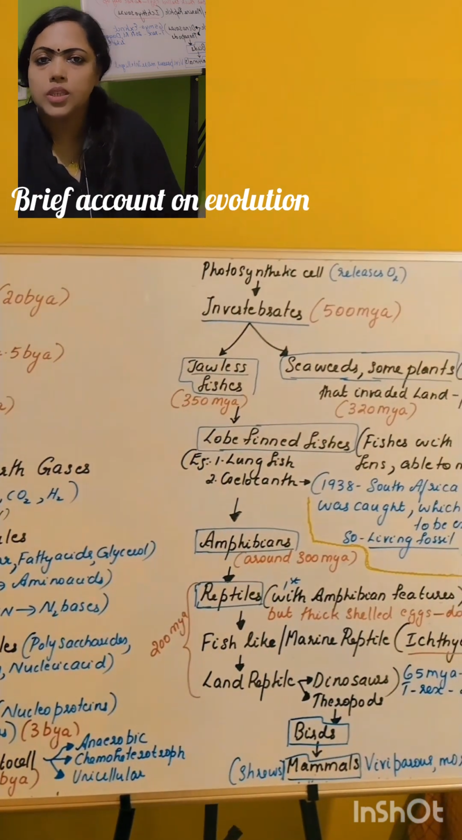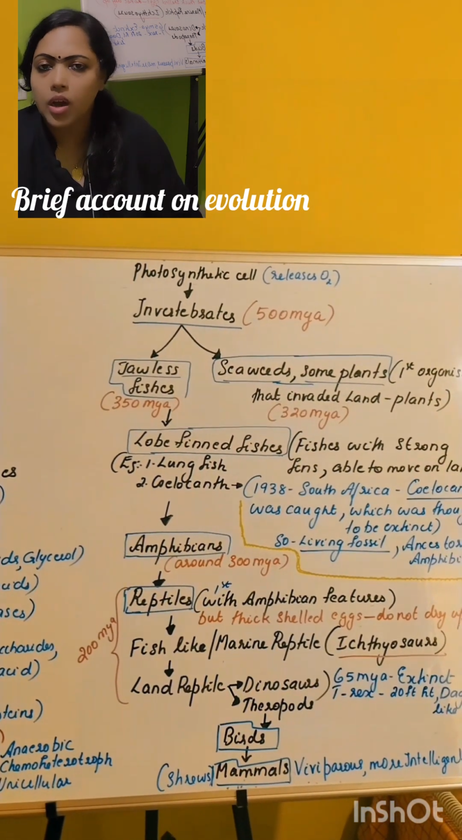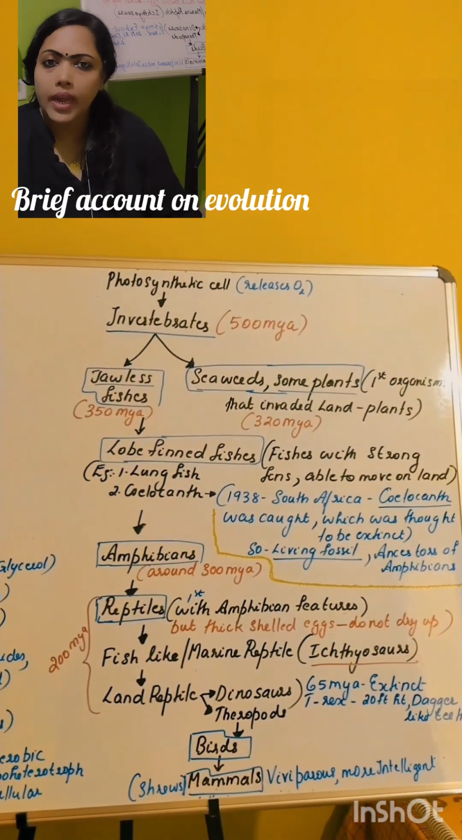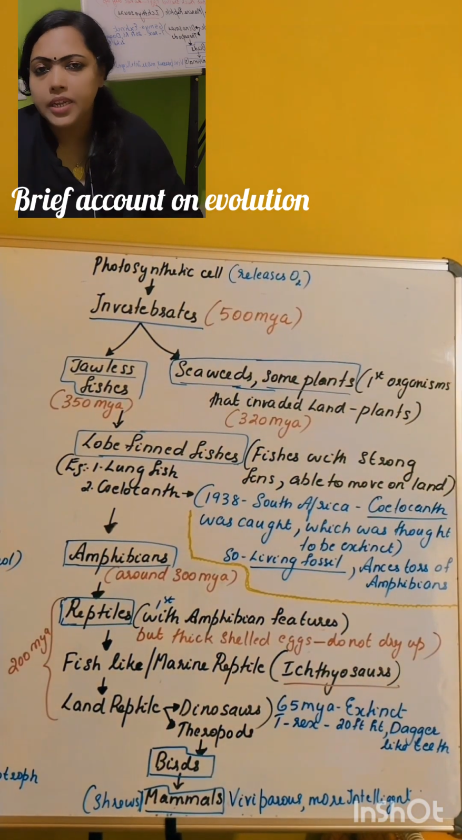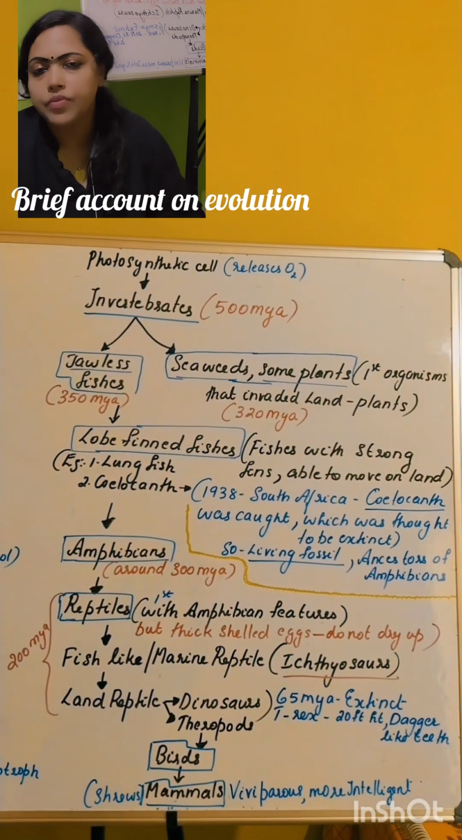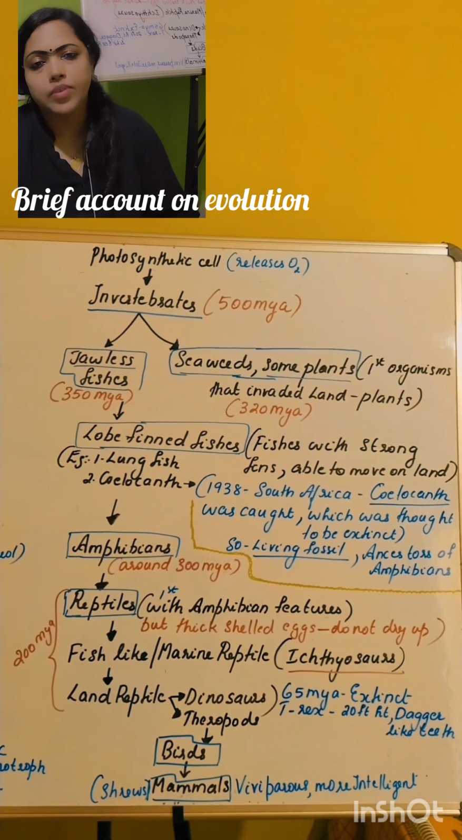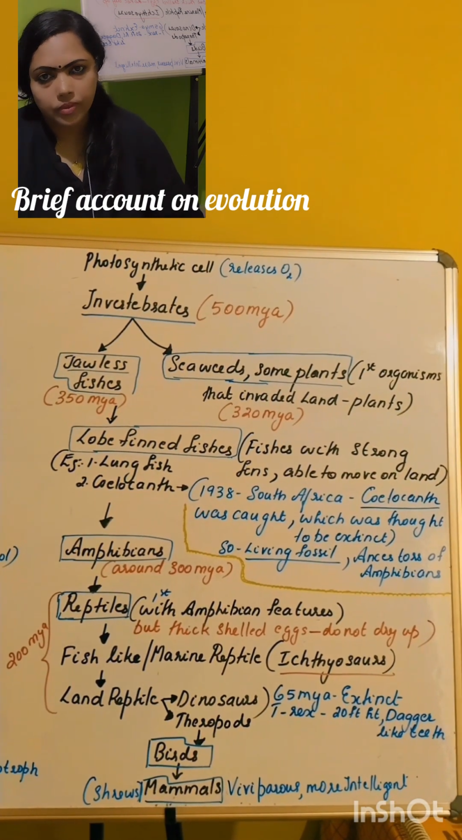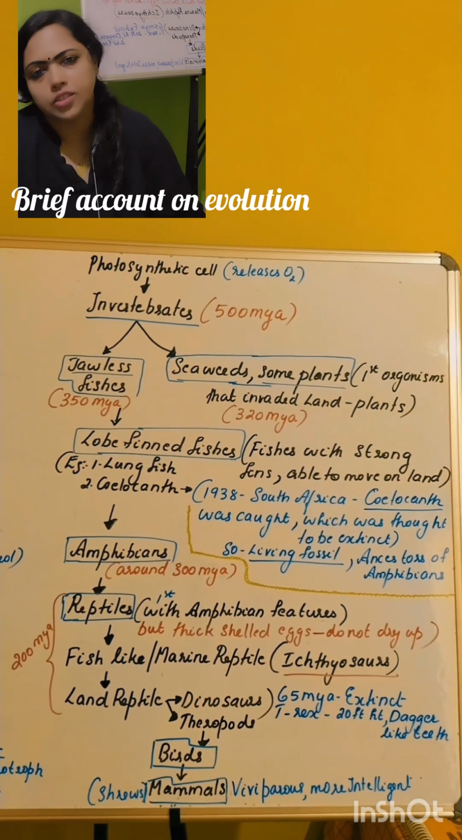Okay. Then the next group is coelacanth. And this coelacanth is called the living fossil because scientists thought that this particular group was extinct. That is, this particular group evolved around 350 million years ago and still they are present. Okay. That is why they are called living fossil. And then coelacanth is considered as the ancestors of amphibians like frogs and salamanders. And next is the formation of amphibians, which is around 300 million years ago.